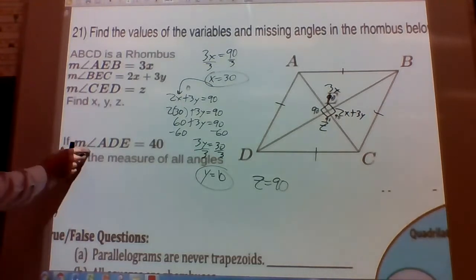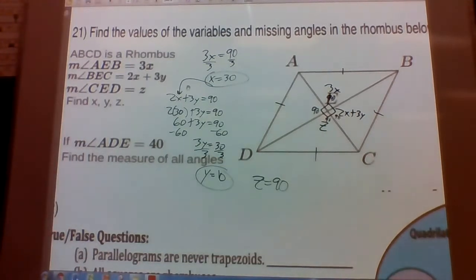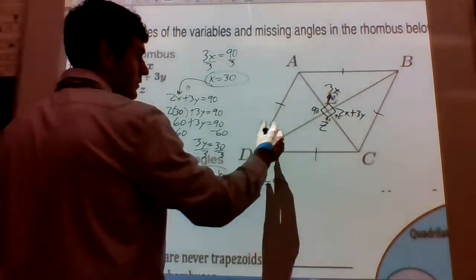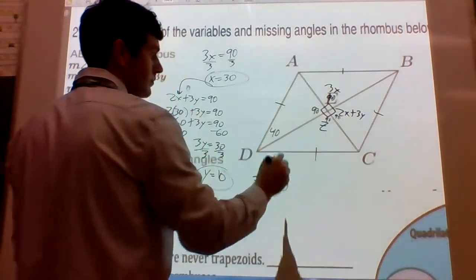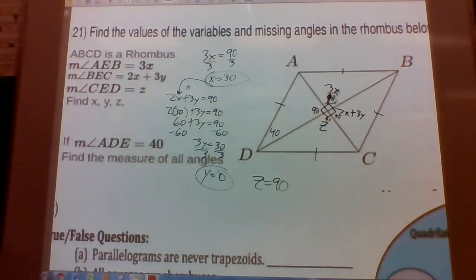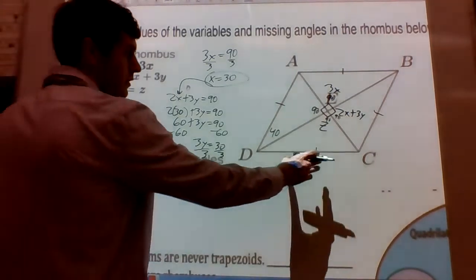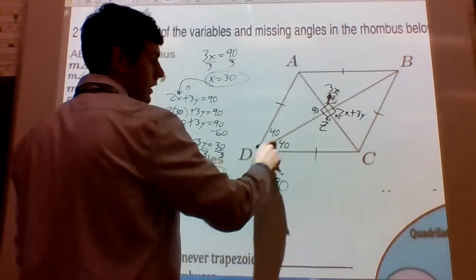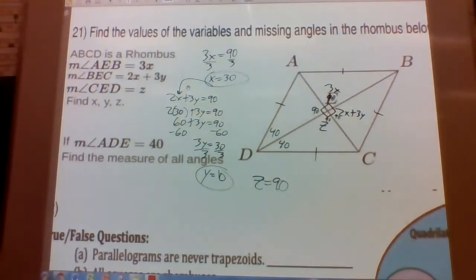The second part of the question is saying that if the measure of angle ADE is 40, so we have the measure of angle ADE is 40. Okay. So we want to find the measure of all the other angles. So we know in a rhombus, the diagonals bisect the opposite angles. So if ADE is 40, we know CDE is also 40 because the diagonals bisect the opposite angles.